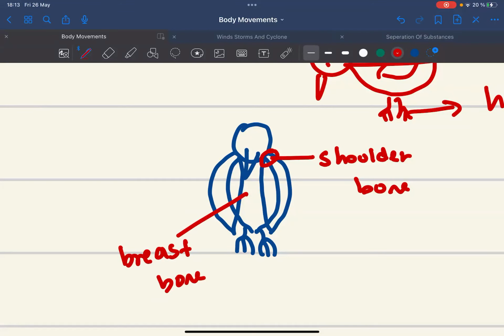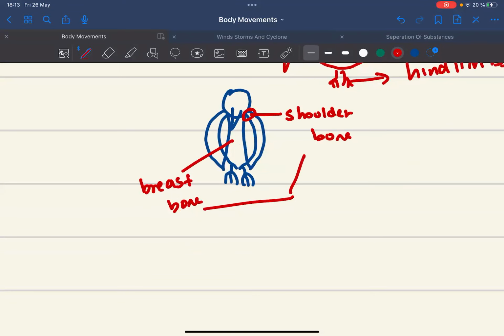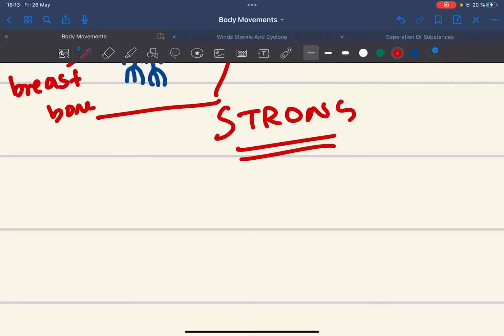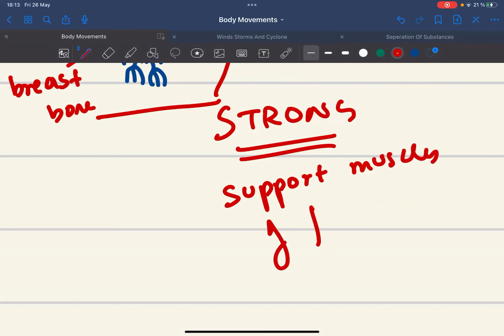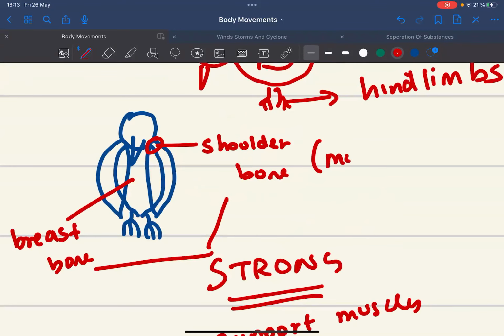Okay, so the shoulder bone and the breastbone are both very strong, because they help support the muscles of flight. Because if the shoulder bone is not there, then the wings cannot be attached. The wings will detach, right? So they both are very strong to help support the muscles of flight, which will move. So the shoulder bone is responsible for moving the wings up and down.